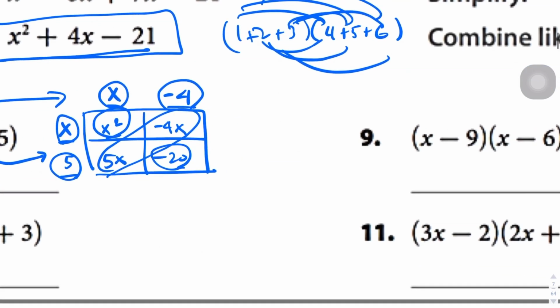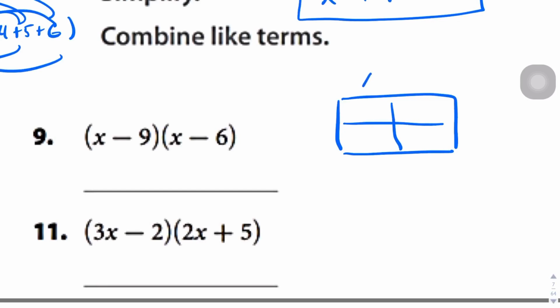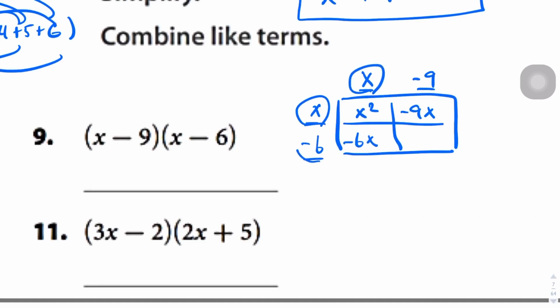Okay, question number 9. Again, let's draw a 2 by 2 box since we're multiplying two binomial terms, x minus 9 here, and then x minus 6 here. Okay, let's multiply that out. X times x gets us x squared. X times negative 9 gets us negative 9x. Negative 6 times x gets us negative 6x, and then negative 6 times negative 9 gets us to positive 54.